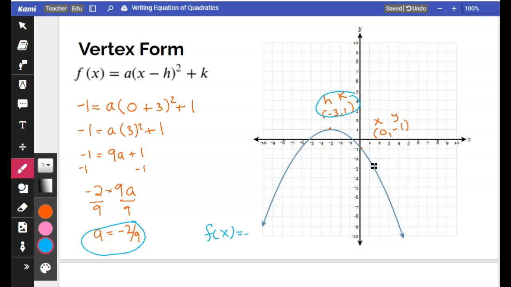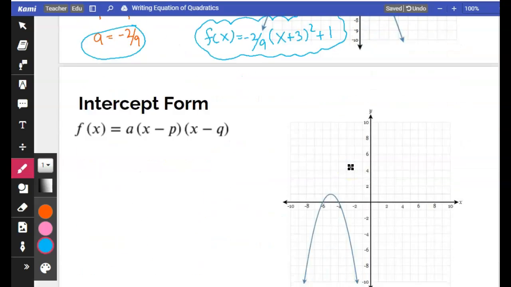f of x equals negative 2/9, which confirms, I guess I should have looked at this, we are concave down, so we should have been negative. We definitely look wider, so our fraction should be less than 1. x minus that 3 becomes a positive, and plus 1. And again, I said Delta Math, you have multiple choice questions. These a values are going to be given to you as decimals versus fractions, so just be mindful.